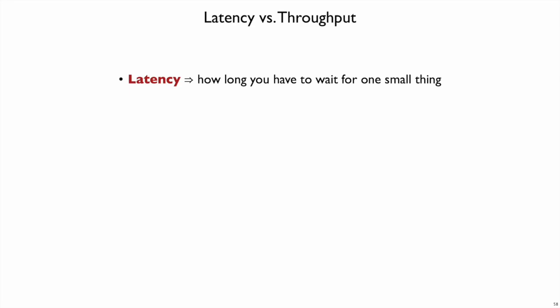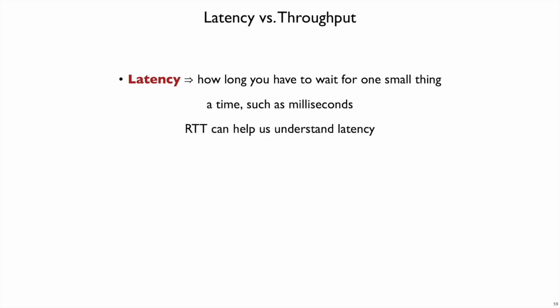To round out our terminology today, let's introduce two more terms. The first one is latency, and that's mostly what we've been talking about. That is how long you have to wait for one small thing, say, to go from one point to another point. And this is a time, such as milliseconds, right? And round trip times are our normal measurement to talk about latency.